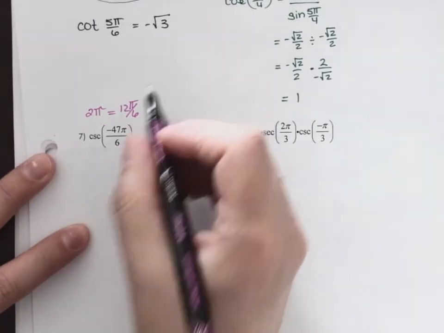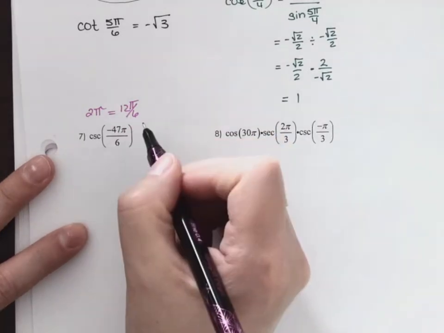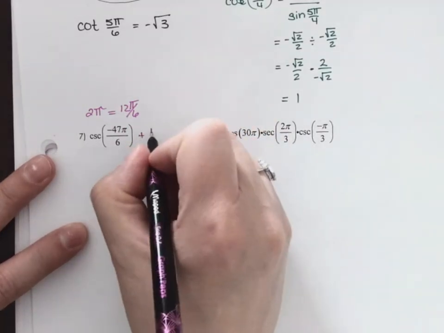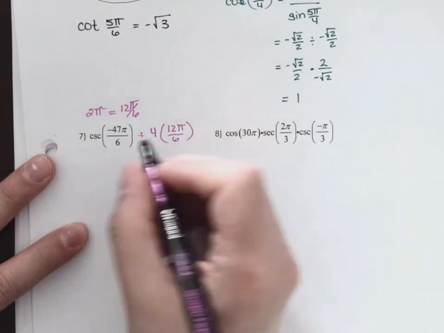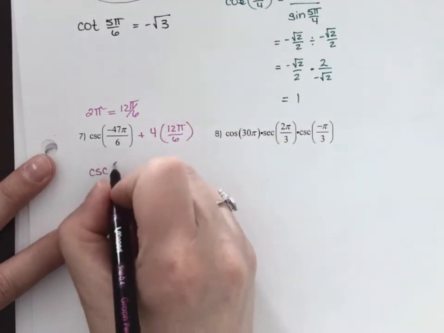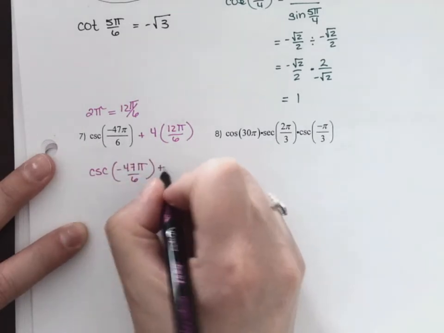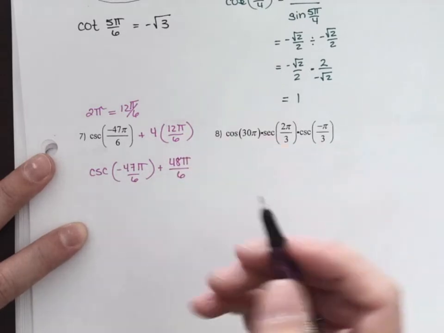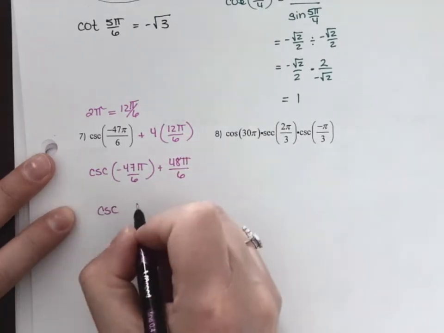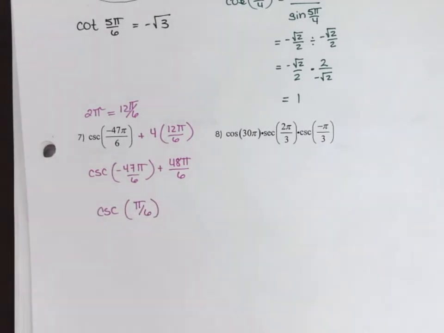Okay. So what Cam's doing here, for those of you at home who can't hear his rationale, is he said I did 4 full rotations. So I added 4 of the full rotations. So cosecant of negative 47 pi over 6 plus the 48 pi over 6. And that's going to be, so the positive coterminal angle is pi over 6.